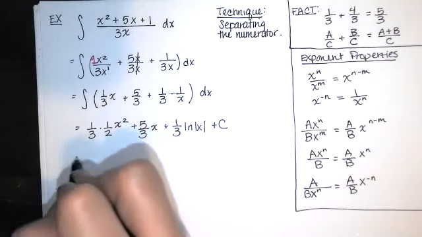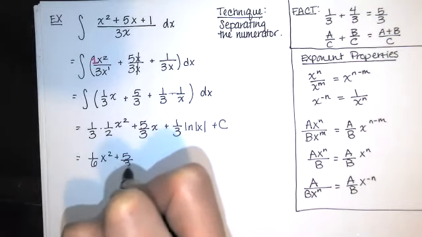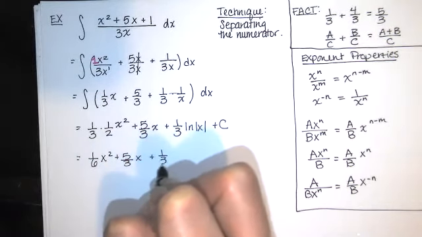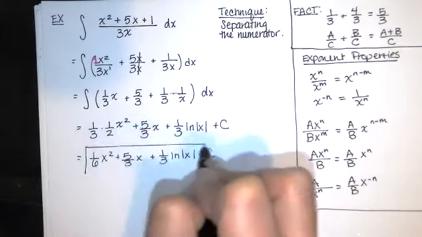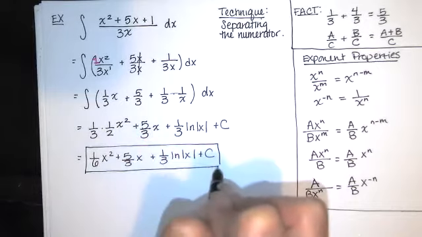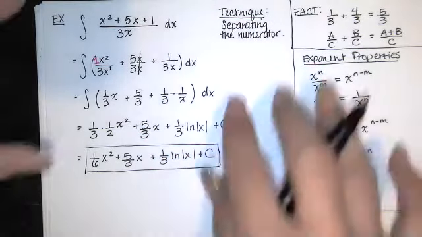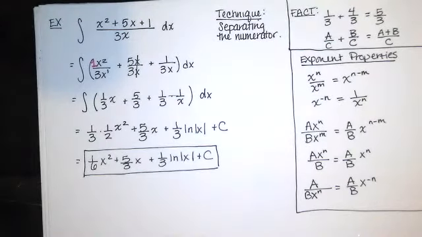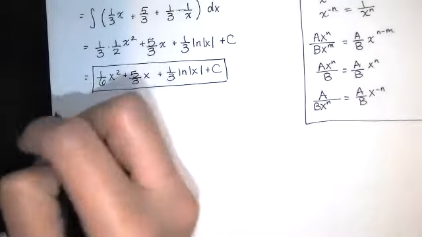Multiply those two fractions straight across. And you get this. So that's one technique that we often use to write our integrand in a form that we can antidifferentiate.